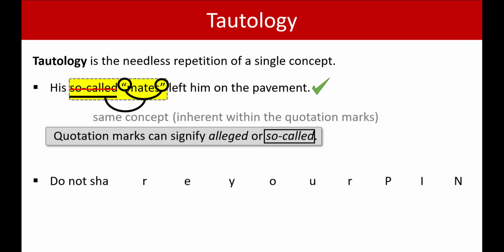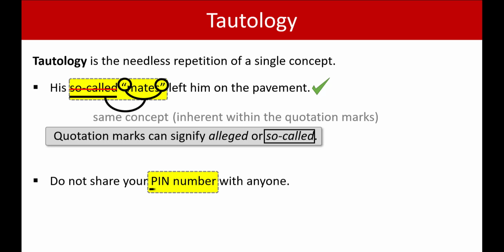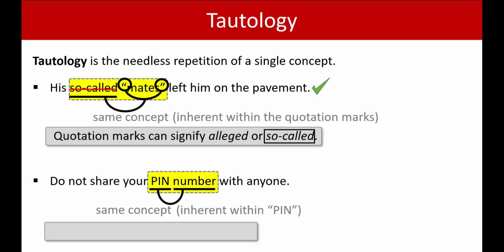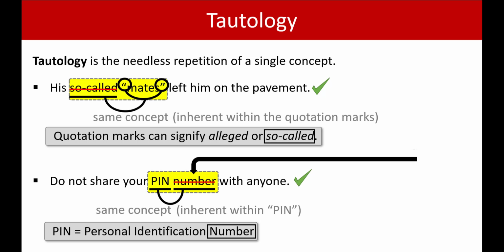But look at this example. Do not share your PIN number with anyone. The acronym PIN and number express the same concept because number is inherent within PIN. More specifically, PIN means personal identification number. So the text in yellow here means personal identification number. So this one can be corrected by crossing out number. This is now correct.